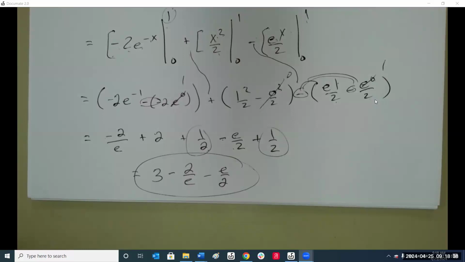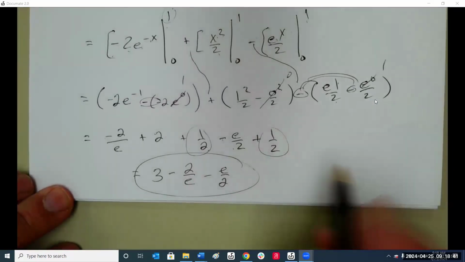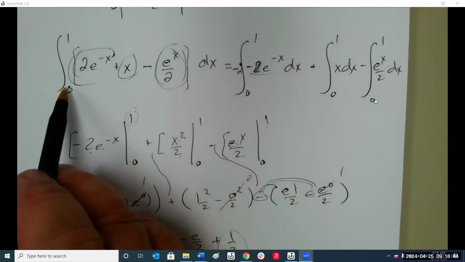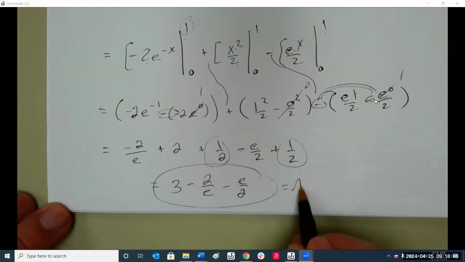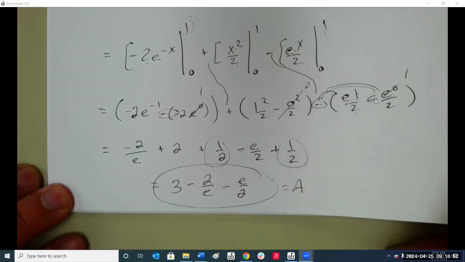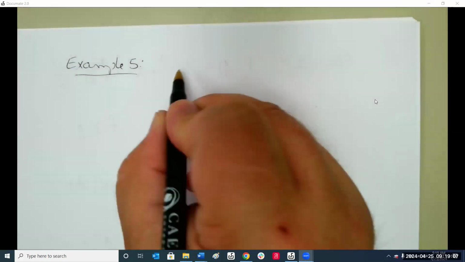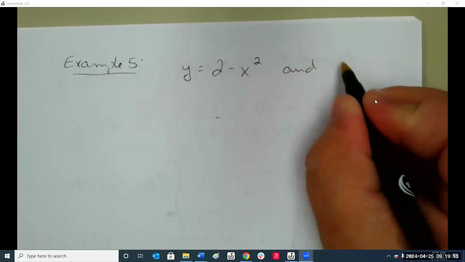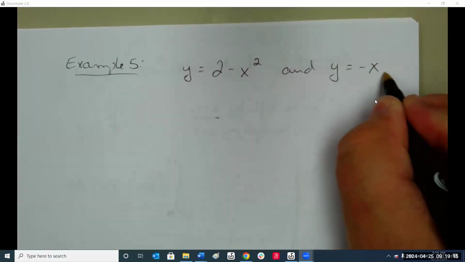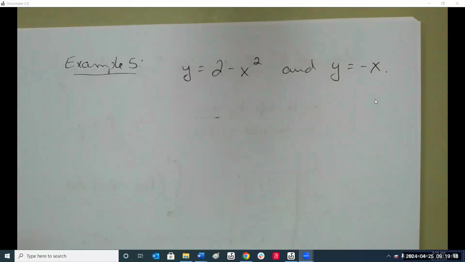Any questions? Well, whatever this is, that's what we start off with. Here's this. That's why you always have a trail of what's going on. So this is the area between those two curves from 0 to 1. Find the area between those two.